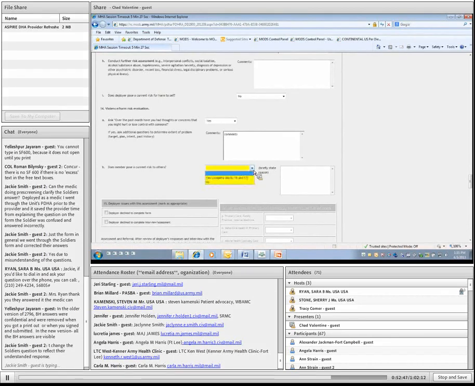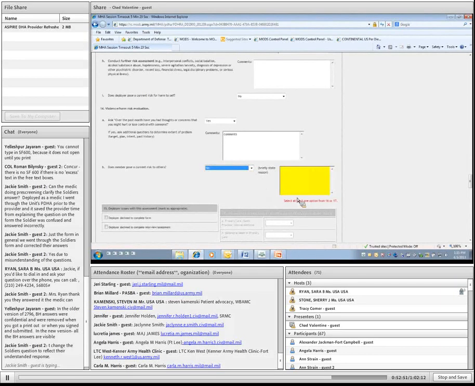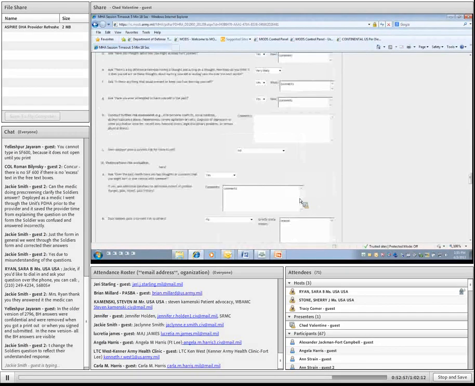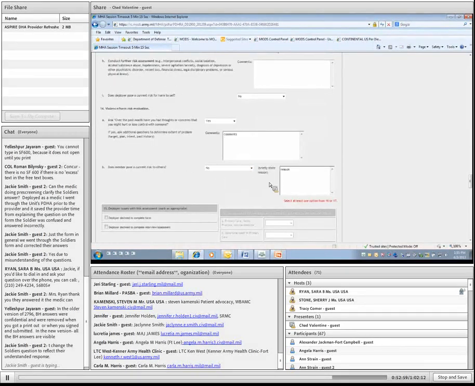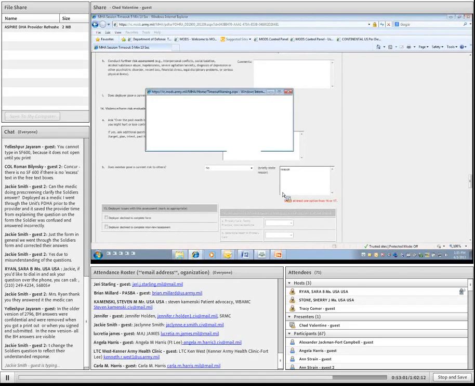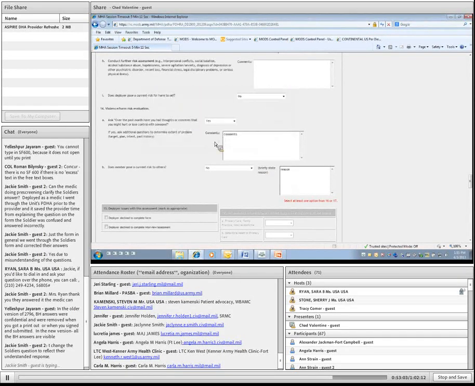Does member pose a current risk to self or others? So if we say yes, block 16, 17; if no, we've got to state a reason. Once again, as soon as you leave your comments in here for whatever the responses are from the deployer, you are good to go. You can move on.